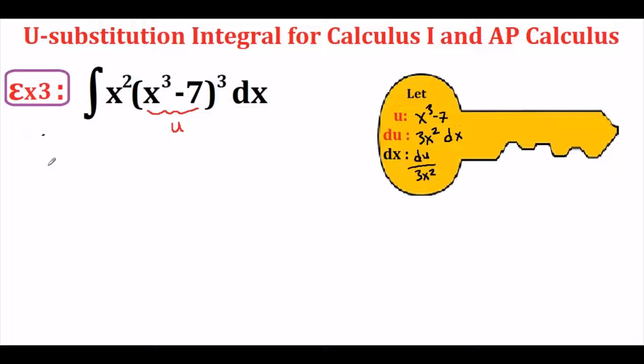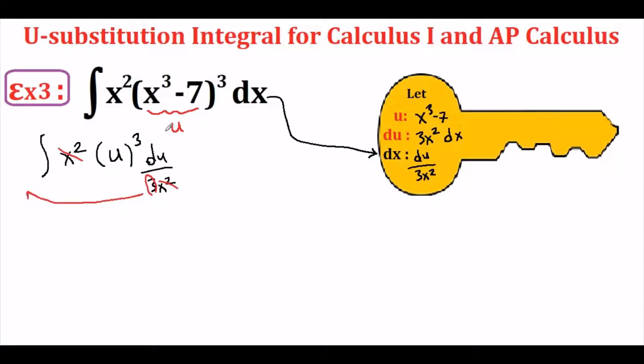Now let's rewrite everything in terms of u. We have x squared here. Instead of x to the third minus 7, we're going to use u raised to the third power. And instead of dx, we're going to use du over 3x squared. Here x squared cancels x squared, and we can pull 3 to the front of the integral sign. Because this is in the denominator, it's going to be in the denominator here. We have u to the third power du.